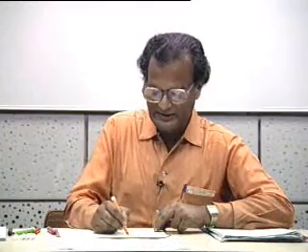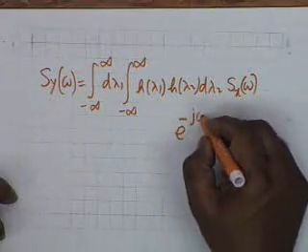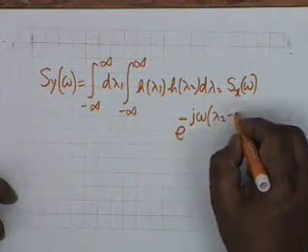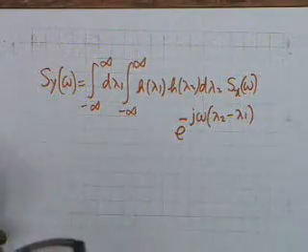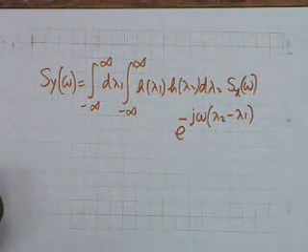I therefore write Sy of omega as equal to minus infinity to infinity. This derivation is an extremely elegant derivation. Minus infinity to infinity h lambda 1 h lambda 2 d lambda 2, then I have Sx of omega multiplied by e to the power minus j omega times lambda 2 minus lambda 1. Is that okay? The Fourier transform.